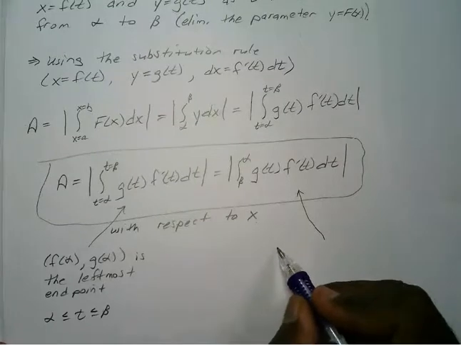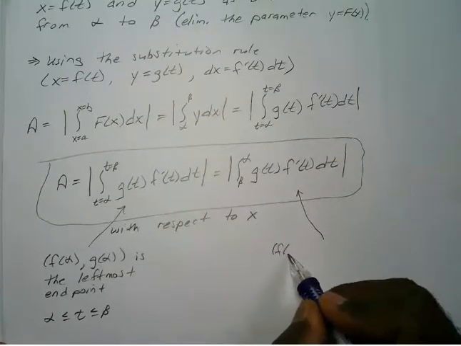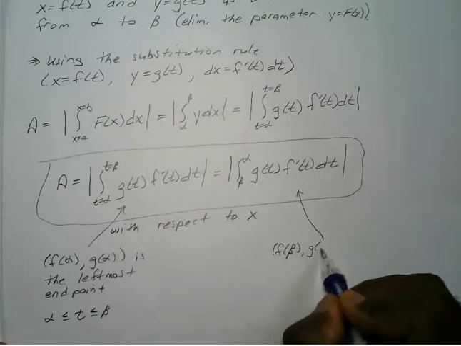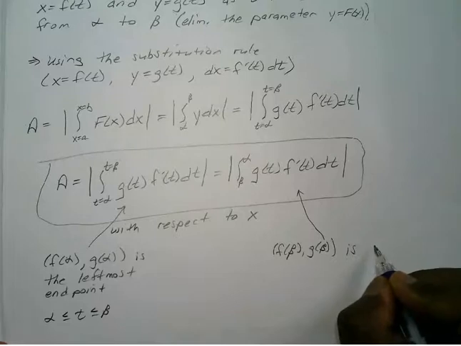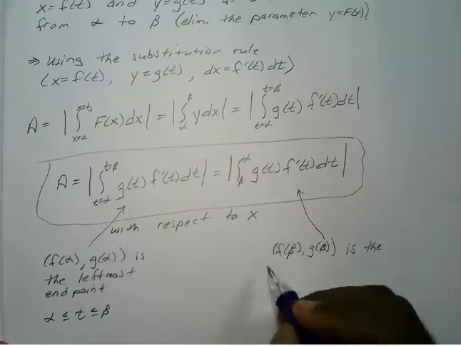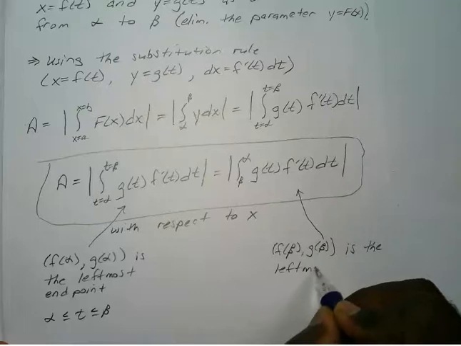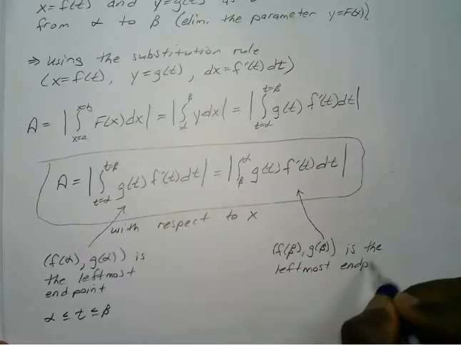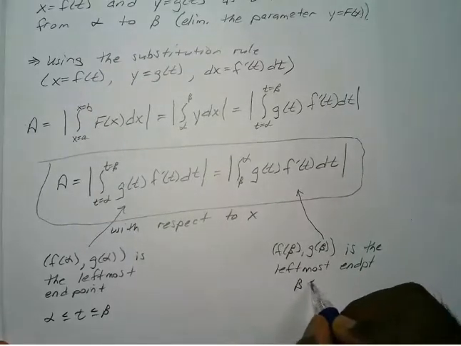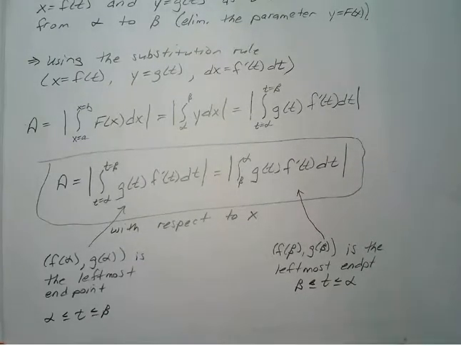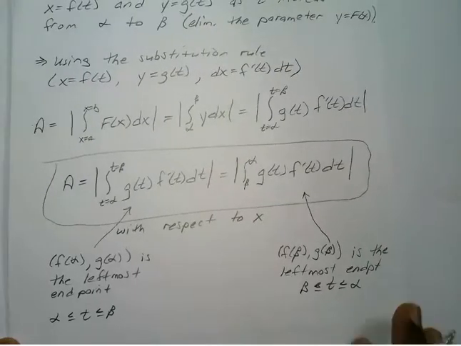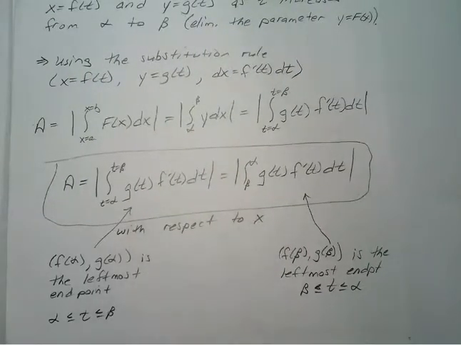But just in case you wanted to know, for this formula, f of beta and g of beta is the leftmost endpoint. In other words, beta is less than or equal to t, and that's less than or equal to alpha. Again, it really doesn't matter which one you use. It all depends on what value you assign to alpha and beta.